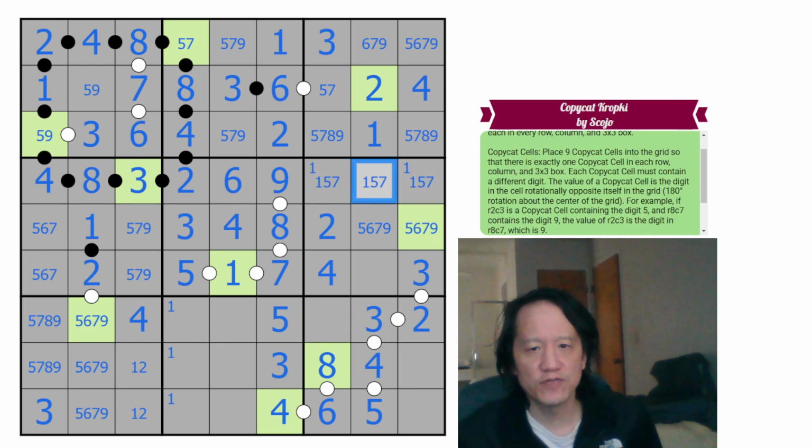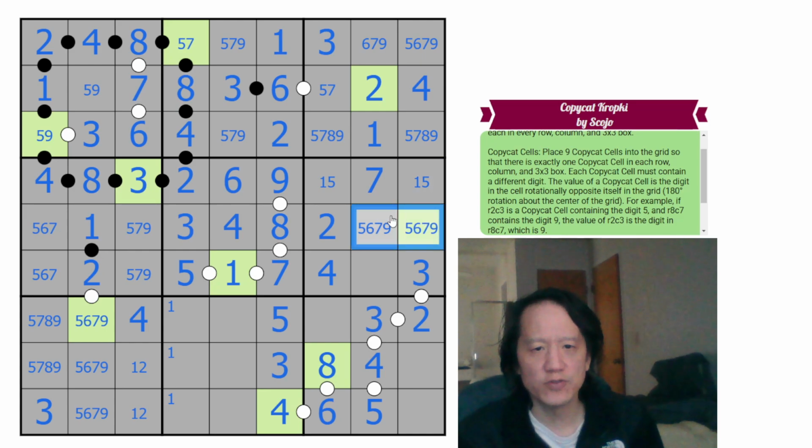And this can't be 1 or 5, therefore this is 7, which means this is 1 or 5, this is 1 or 5. The rest of the box cannot contain 1, 5, or 7 because of the 1, 5, 7 triplet here, so this cannot be 5 or 7. This has to be 6 and 9, which means this has to be 8. This can't be 5 or 7, so this is 9. This can't be 5 or 7, so this is 6.